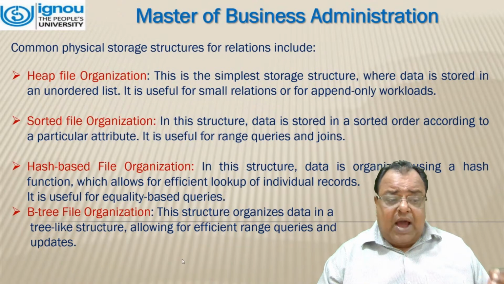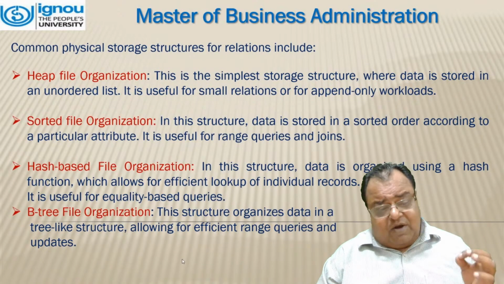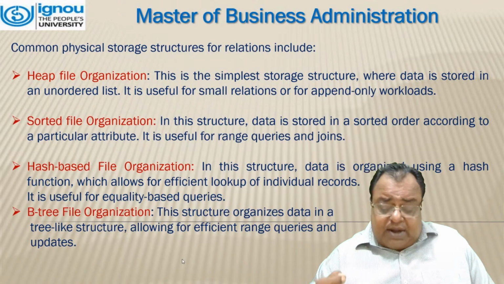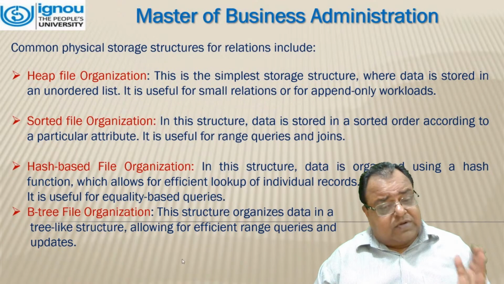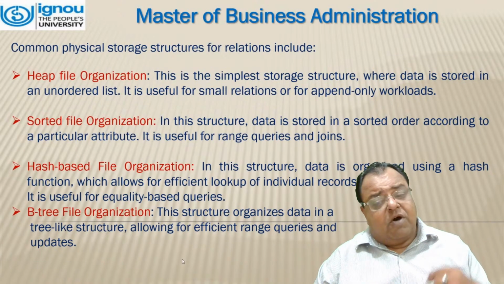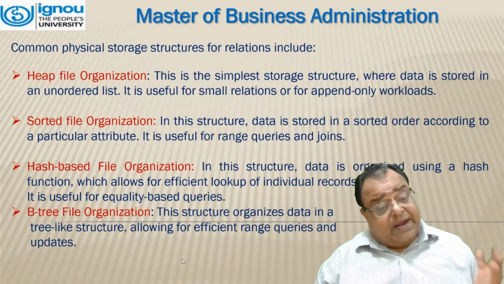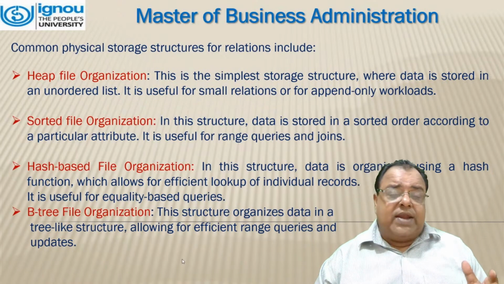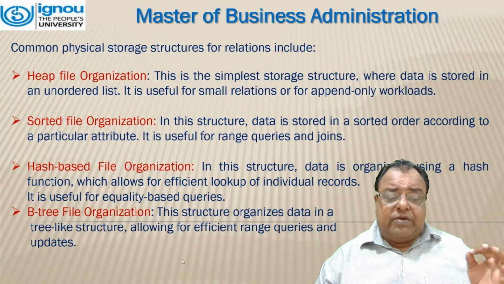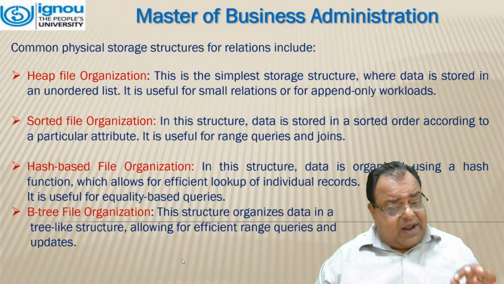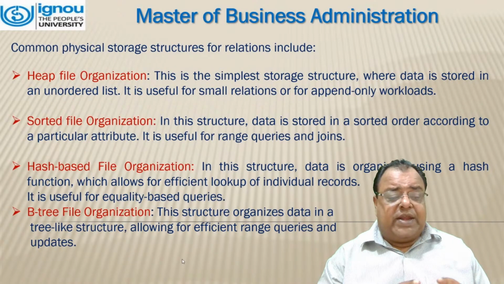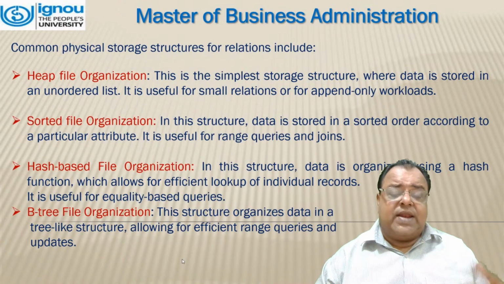Then comes hash-based file organization. Here, the data is organized using a hash function, which allows for efficient lookup of individual records. It is useful for equality-based queries. The fourth one is B-tree file organization. Here, the structure organizes data in a tree-like structure, allowing for efficient range queries and updates.